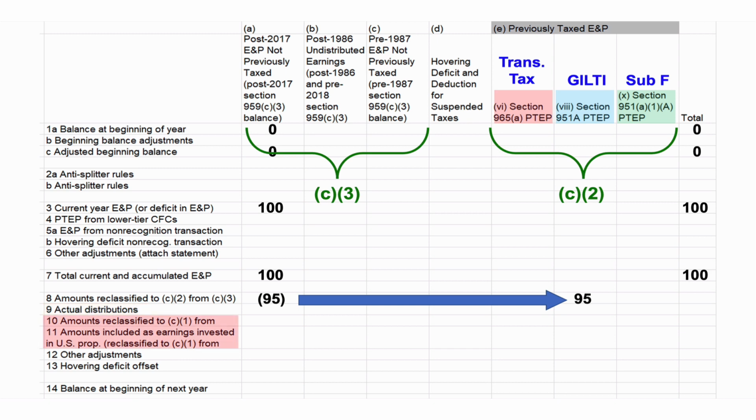We are assuming no investments in U.S. property, so there are no adjustments to C1 earnings and profits. We will also assume no other adjustments. Thus, the total E&P at the end of the year is 100, with 95 of PTEP in column E8 and 5 of non-PTEP in column A.